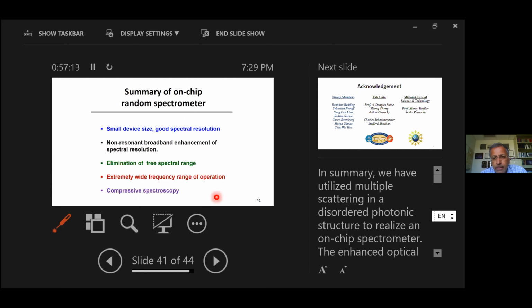So let me summarize the second part of my talk. Basically, I showed that we can make an on-chip random spectrometer that has small size and a good spectral resolution, because we can enhance resolution using multiple scattering in the disordered medium, and that's a non-resonant, broadband enhancement. We can also use a cavity to enhance the dwell time and spectral resolution, but that only exists for certain frequencies. Here it is for any frequency, and we also don't have a free spectral range. We can work for an extremely wide frequency range of input light, and it is also compatible with compressive spectroscopy.